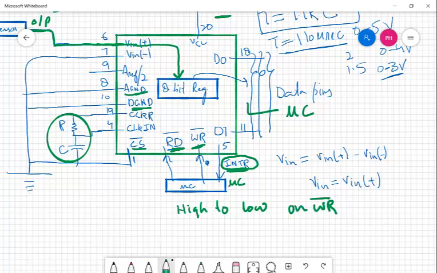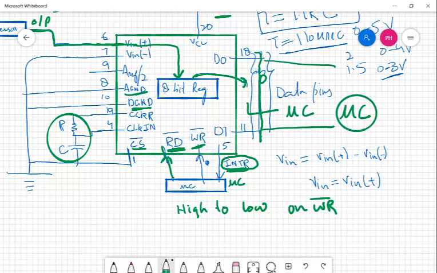The microcontroller will come to know that the conversion has finished and data is stored in the 8-bit internal register. It will send a high to low pulse to RD, and when the ADC 0804 detects a high to low pulse on the read pin, it sends the data from the internal 8-bit register to its data pins D0 to D7, which are connected to the microcontroller, and then the microcontroller reads the data using one of its ports. That's it.